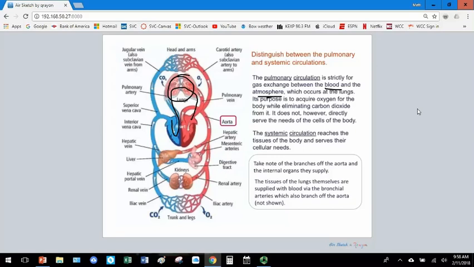And that's where the systemic circuit comes into play. So the systemic circuit coming out of the left side of the heart reaches all the tissues of the body and serves their cellular needs. And so as the aorta comes off here, this is just a sampling, but you can see all these branches going to the different organs of the body to serve their cellular needs.